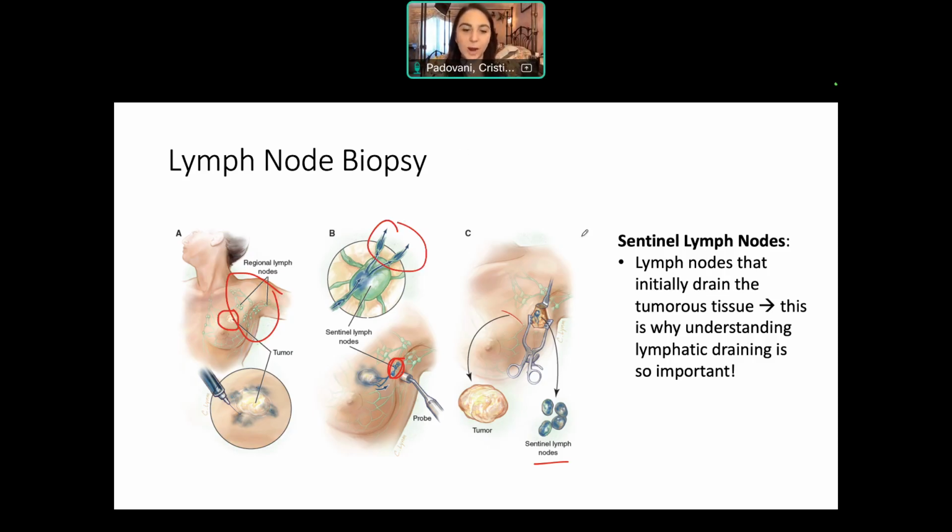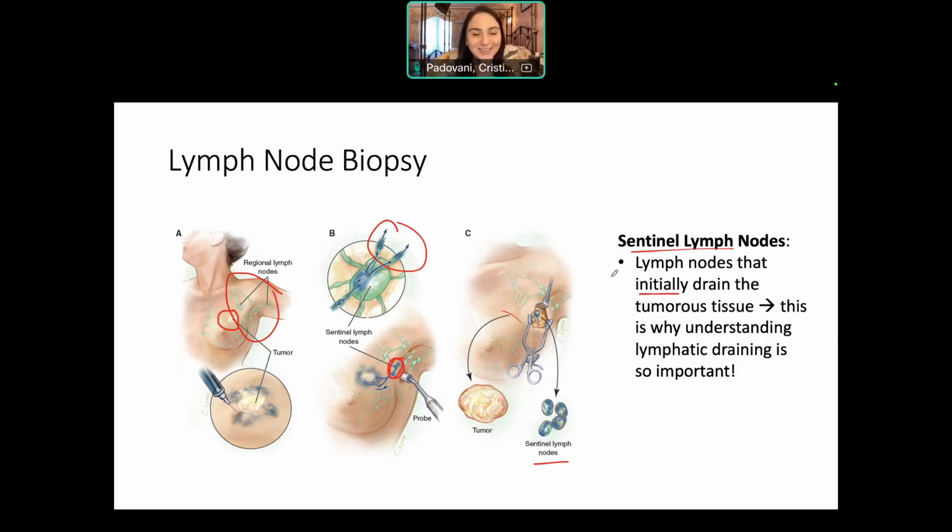And that's kind of how they tie in lymphatic drainage a little bit with these types of questions. Okay, so I'll read what I wrote. Sentinel lymph nodes initially drain tumorous tissue, right? So they're the first lymph nodes that would, in theory, receive cancerous cells if it were to metastasize. And this is why understanding lymphatic drainage is so important. Yes.